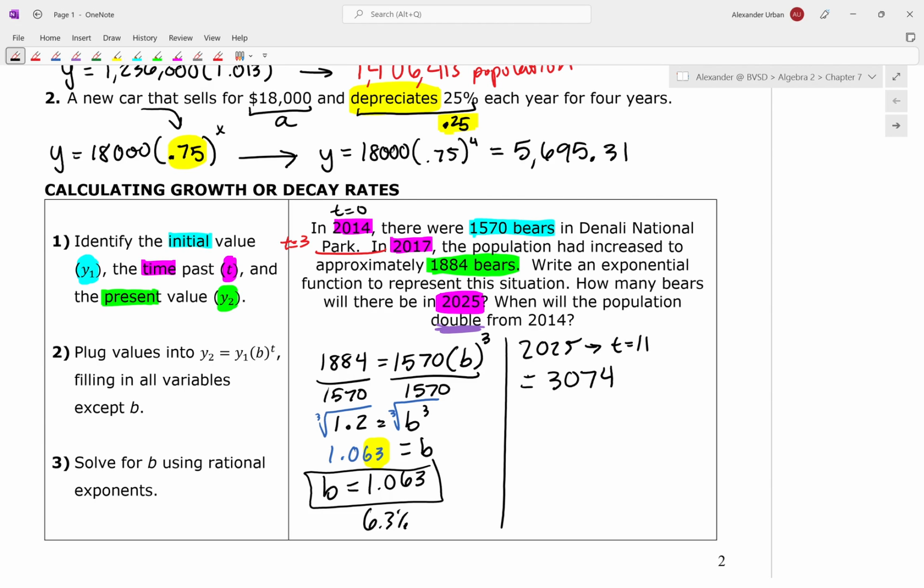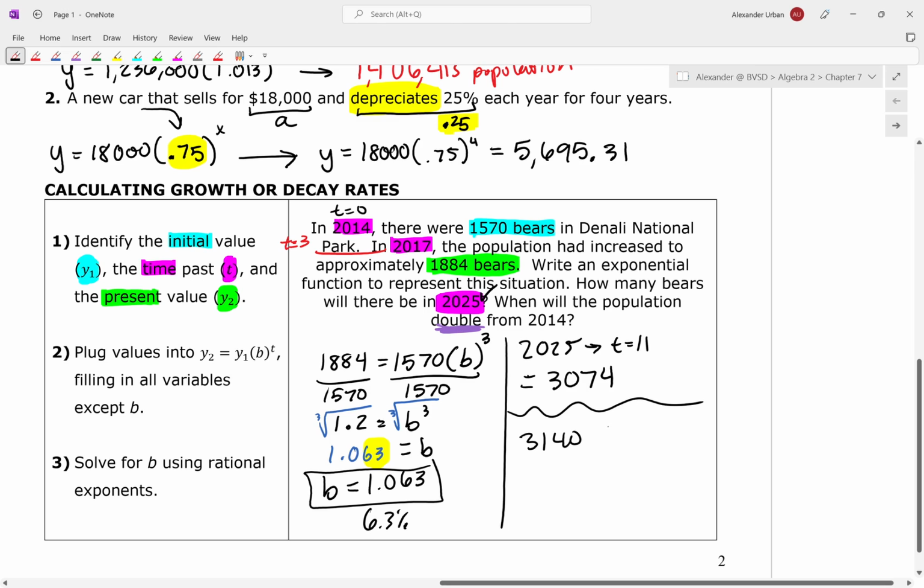Okay, that's good. This one's done. I want to know now when the population will double. Well, 1,570 times 2 is 3,140 bears. Yeah, 3,140 bears. So I want to know approximately what time this will be. And I'm assuming that's going to be the 12th year. So I'm going to try this again.